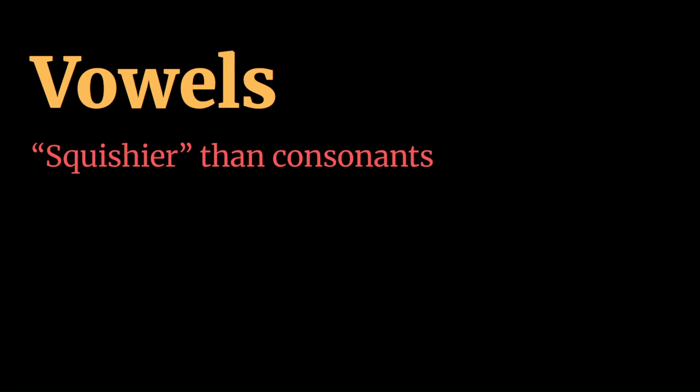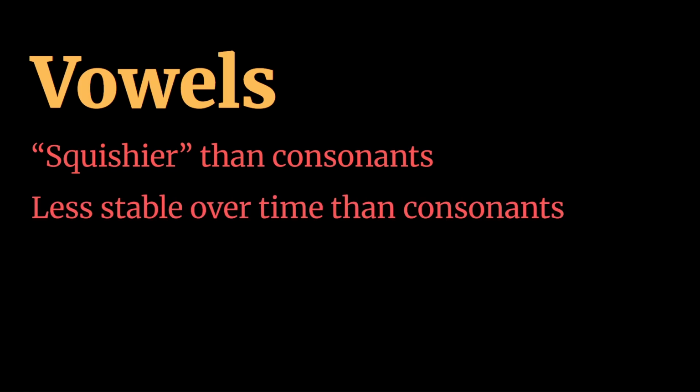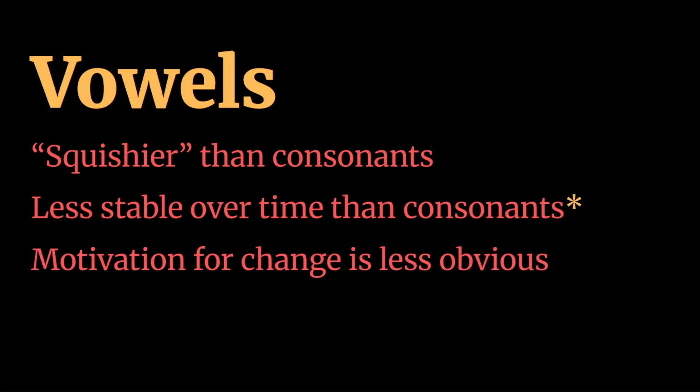Now you might wonder why I'm doing a special video about vowels, and there's a couple of reasons for this. The first is that vowels tend to be a little bit squishier than consonants, and so while consonants tend to change a little bit more predictably, a little bit more in standard ways, vowels can be a little bit more all over the place. This is also because vowels tend to be less stable over time than consonants, although this doesn't bear out in every instance that we've seen. Finally, with vowels especially, the motivation for change is often a lot less obvious than it is with consonants. There may be assimilation going on, but it's going to be harder to pick out exactly what is motivating the change.